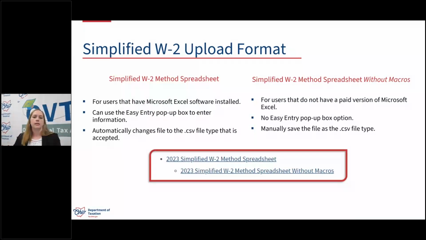The second link is the spreadsheet without macros. So if you do not have a paid version of Microsoft Excel, or if you get a security warning that you're not comfortable with, you can select to download the spreadsheet without macros. However, using it without macros, you will not be able to use the easy entry pop-up box. So you have to insert all the information into the cells individually. And then when saving the file, you must save it manually. You must manually change the file type to CSV in order for it to be accepted.